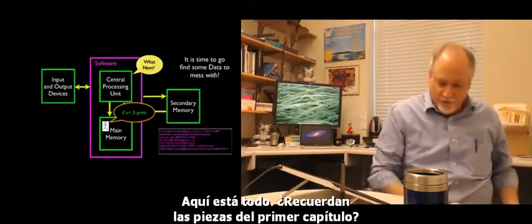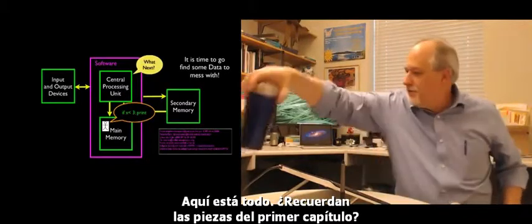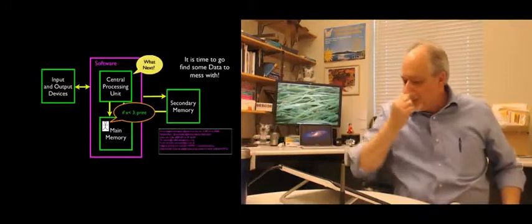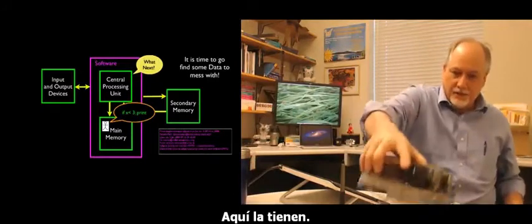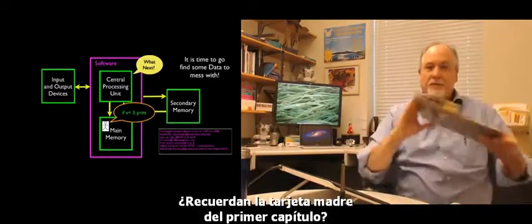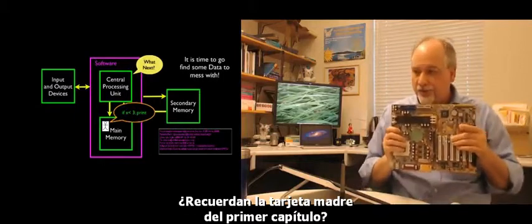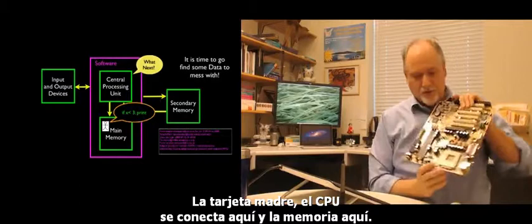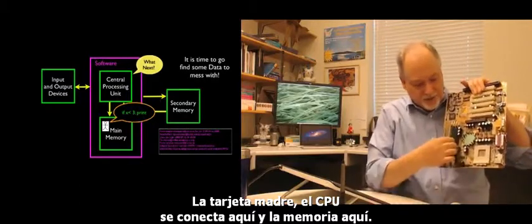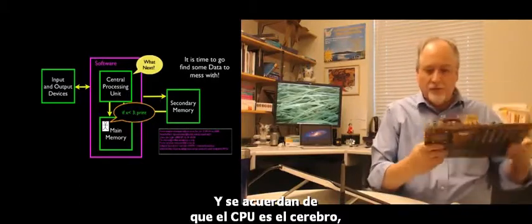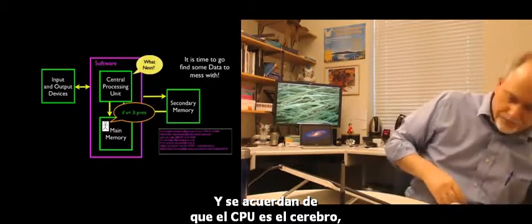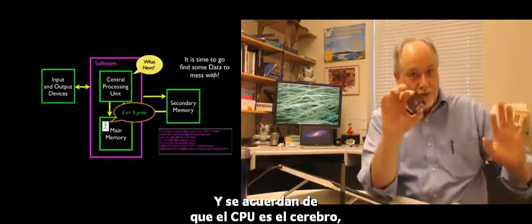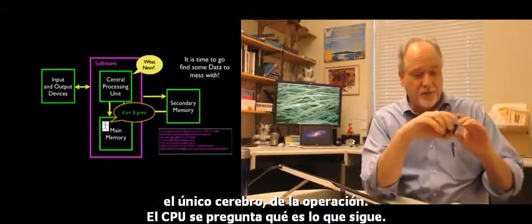Here's all the stuff. Remember the stuff from the first lecture? Remember the motherboard from the first lecture? This is kind of the picture of what's on the screen. The motherboard, the CPU plugs in here, memory plugs in here. And remember how the CPU is sort of the brains, as much brains as there is for the operation.